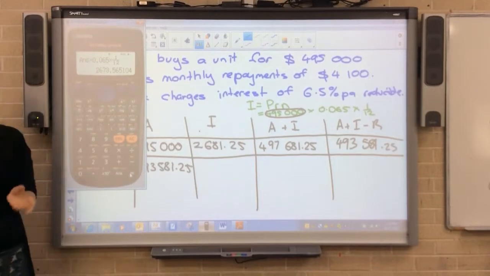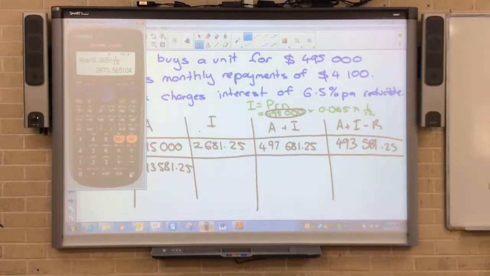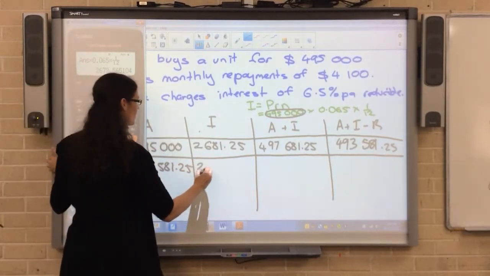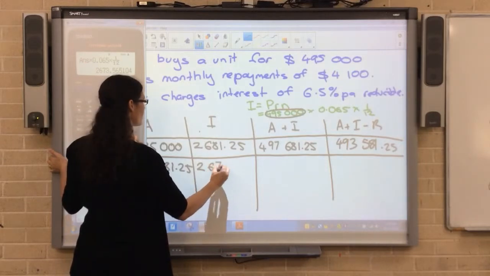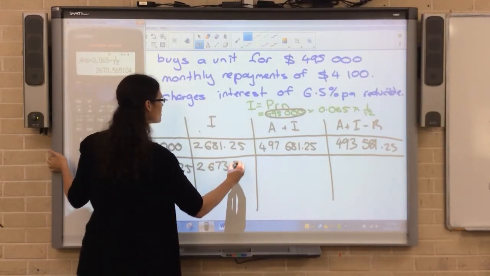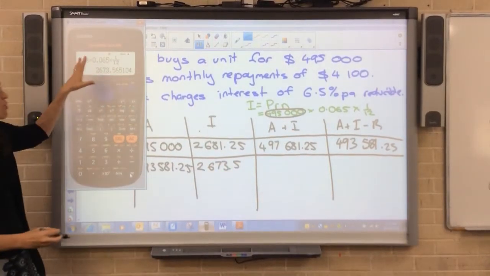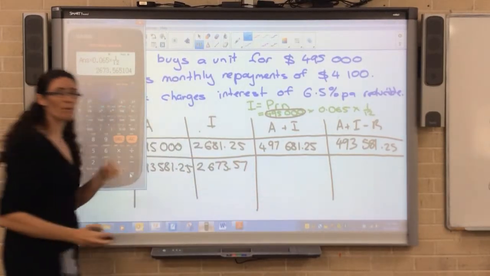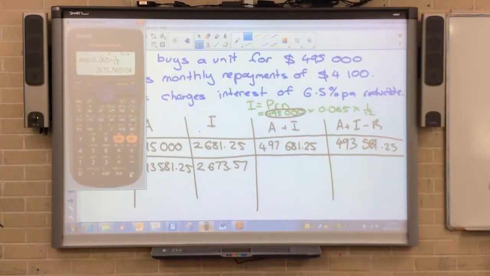And this time, can you see, in the second month, there's just that little bit less interest. It's good. And every month it's just going to be a little bit less that you're charged. So 2673 point, it's money, so we go to 2 decimal places always. And we don't go to the nearest 5 cents unless it's cash, which is clearly not cash because it's just your home loan balance.